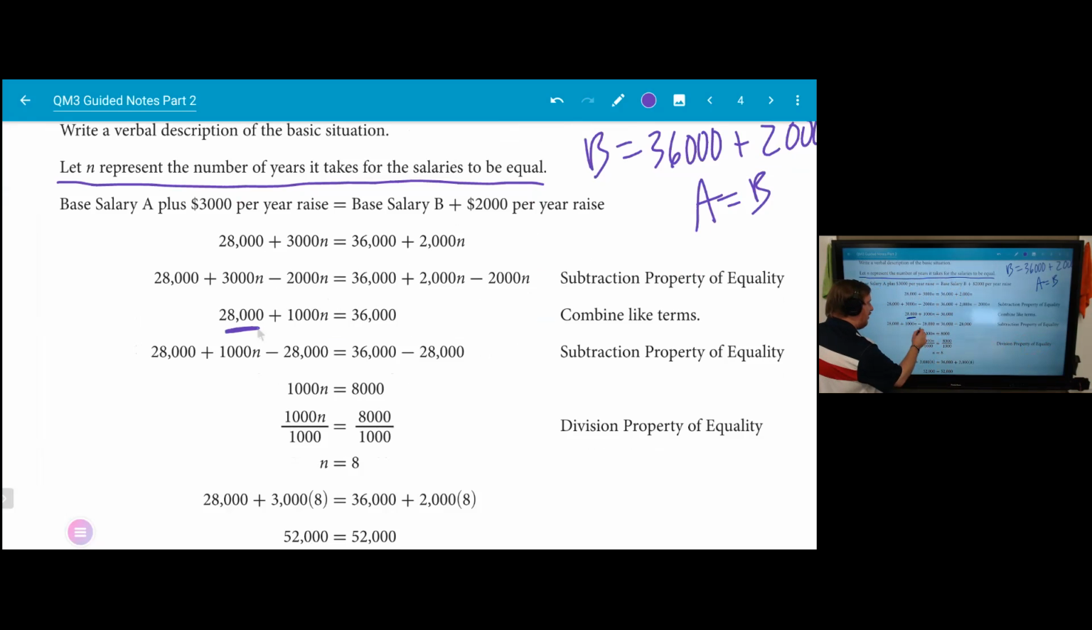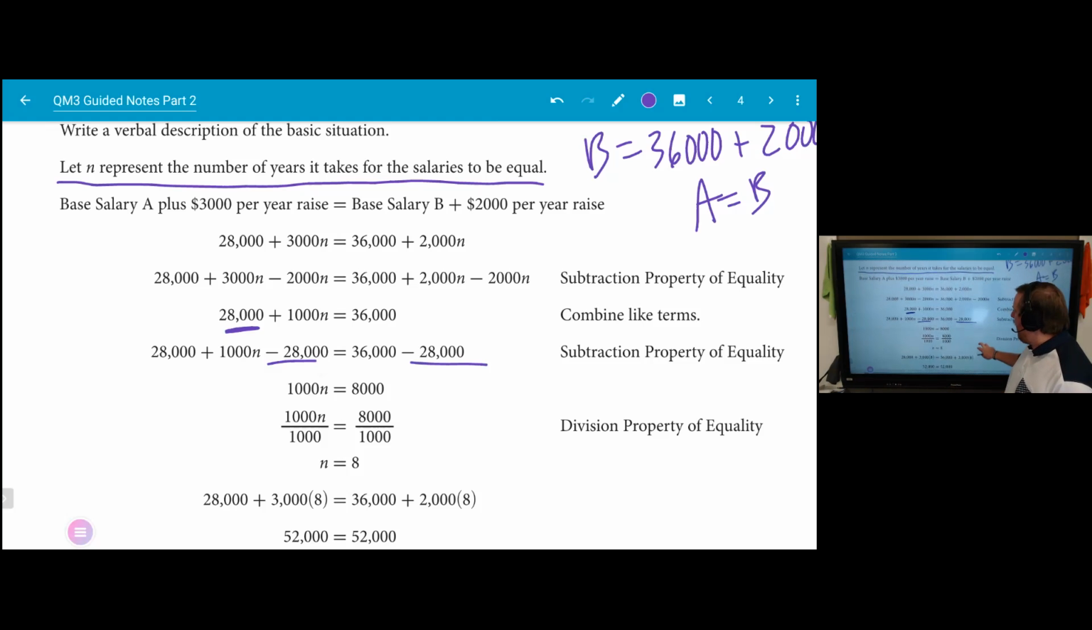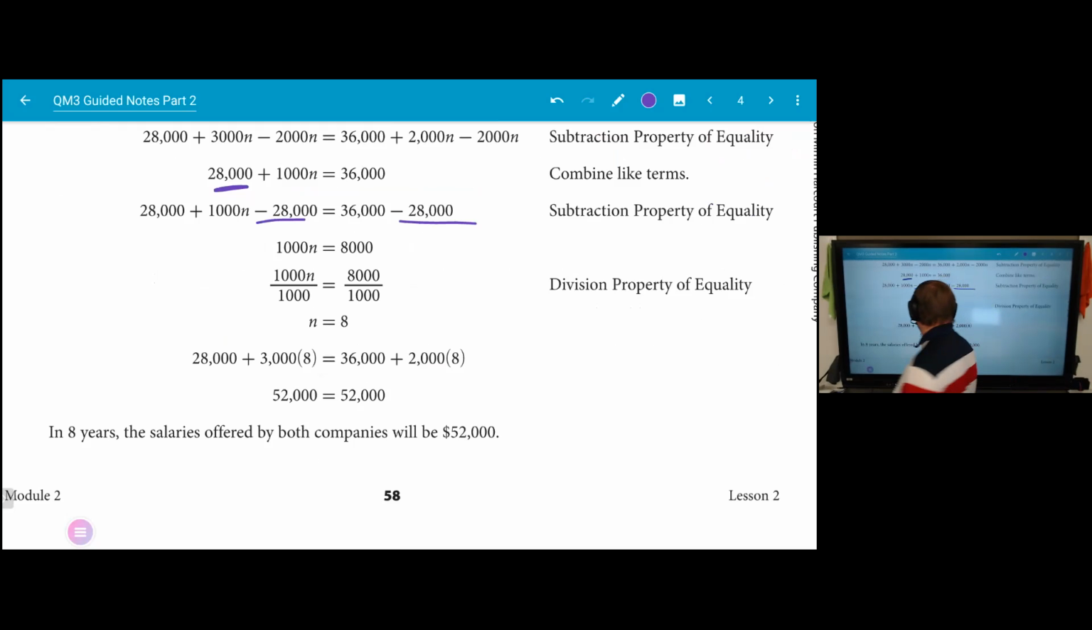So what do we do? Subtract it from both sides. You get 1,000N equals 8,000. Divide both by 1,000, N equals 8. So here's the important question. What does N equals 8 mean? 8 is 8 years. In 8 years, they will be equal.